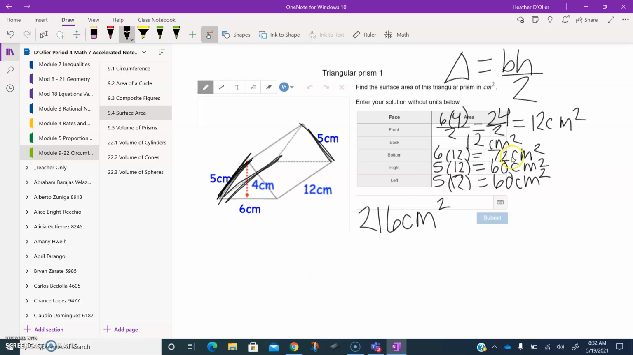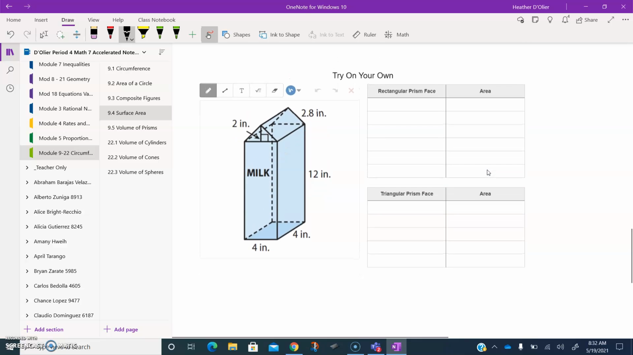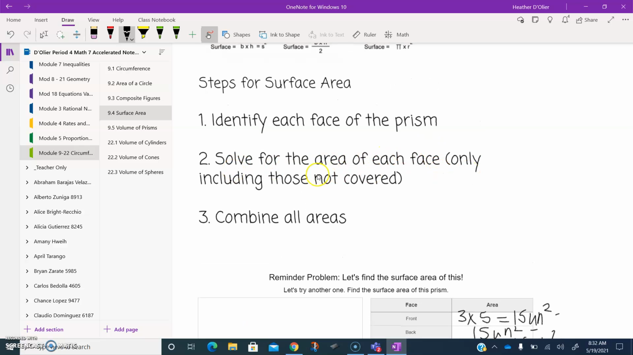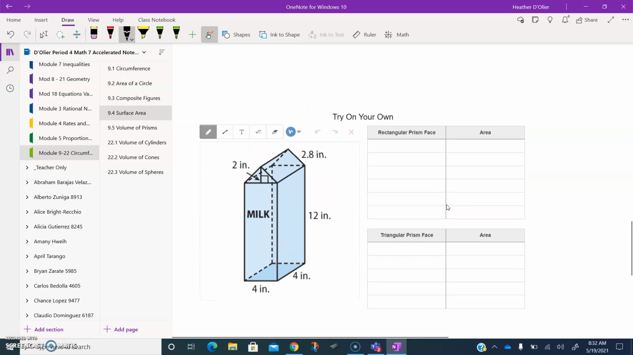Okay, so rectangular, triangular prism. Sometimes we have both. So this is where that step that said solve for the area of each face, only including those not covered. So think about this shape here. If this is a milk carton, there is nothing blocking right here for the milk to come out the spot, right? That would be weird. So that doesn't exist. So I'm only looking at the surfaces that are on the outside. Like if I held this figure and spun it around, what I would see, okay?